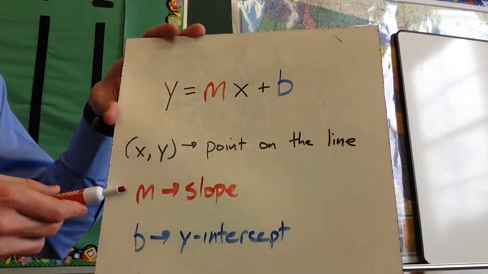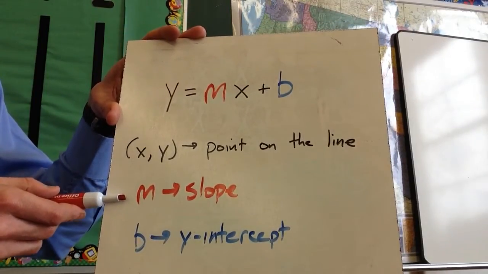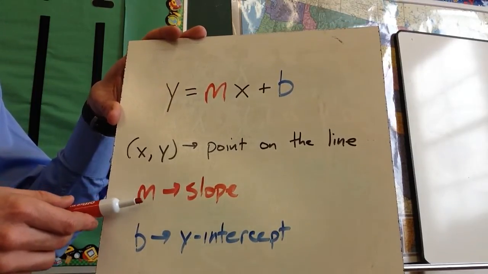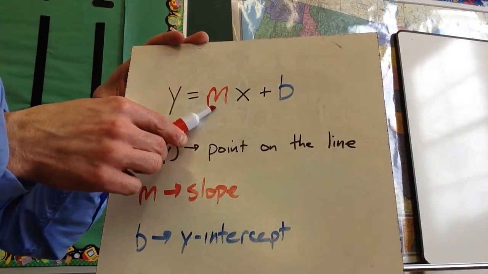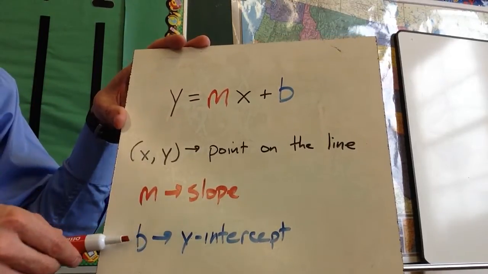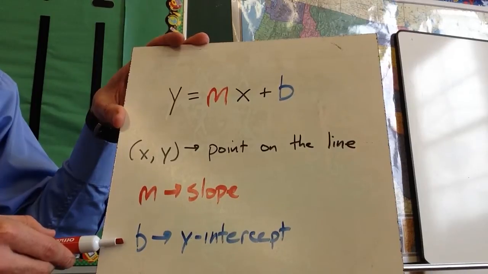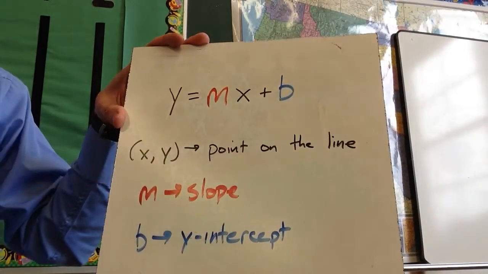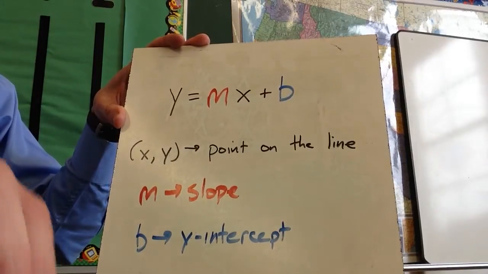m is the slope. That's what we've been working on. y2 minus y1 over x2 minus x1 is the formula to find the slope. But once you know the slope, that's going here. And b is the y-intercept. So remember we talked about, in a few videos ago, we talked about the intercept as where it crosses the y-axis. That's what this number is. That tells us where it's going to cross the y-axis.